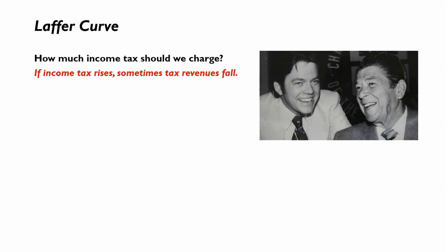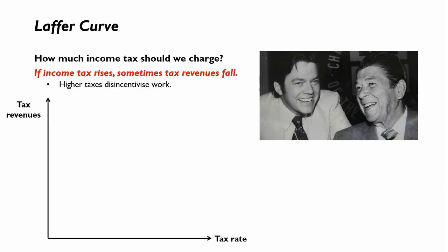And he argued that if income tax rises, sometimes tax revenues actually fall. And the logic is that if tax is too high, it actually disincentivises work. It's quite a straightforward idea. Suppose we've got tax revenues on one axis and the tax rate on the other.